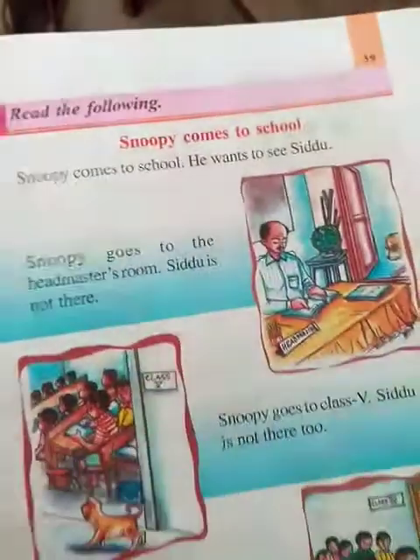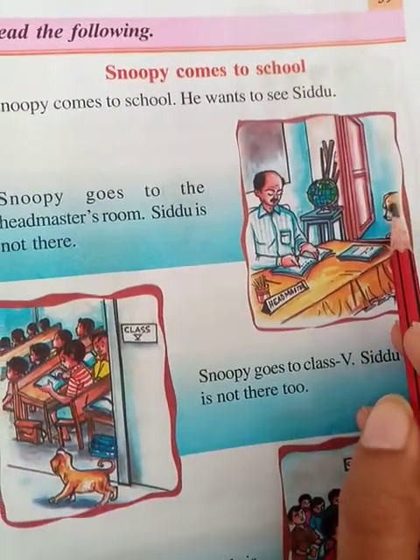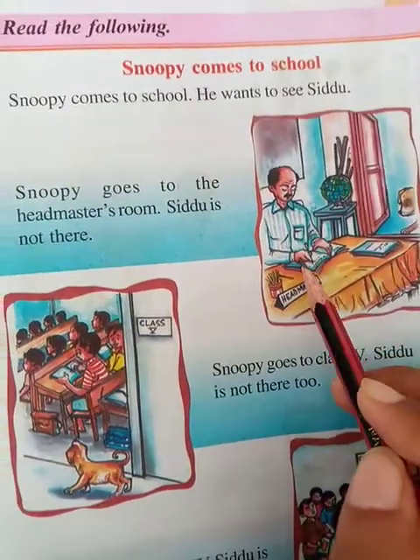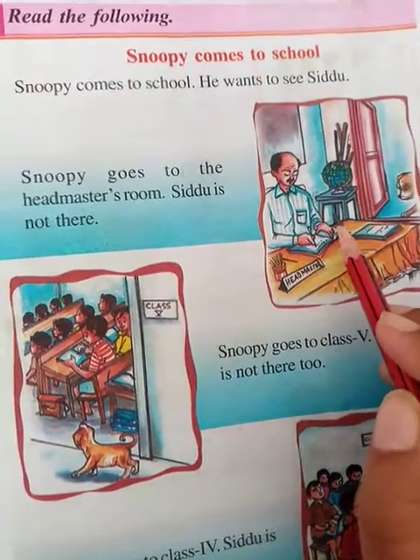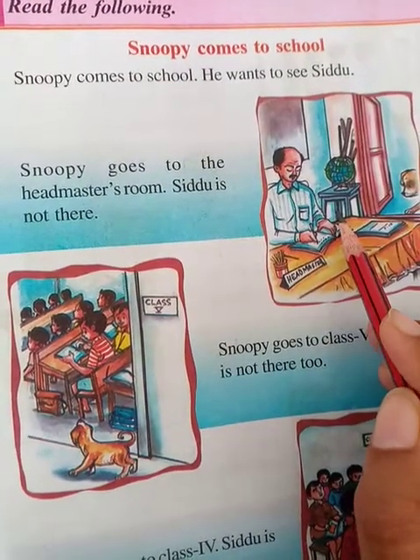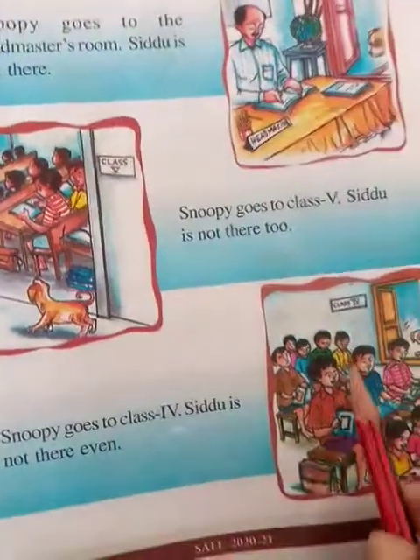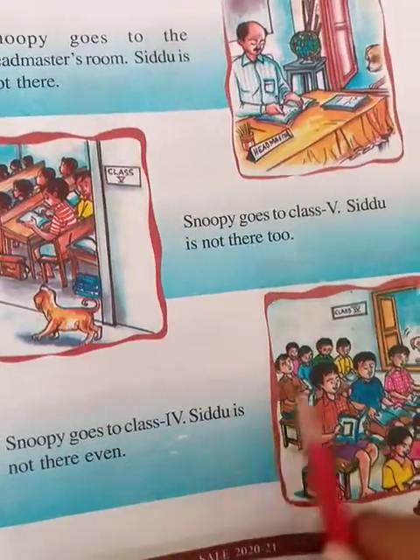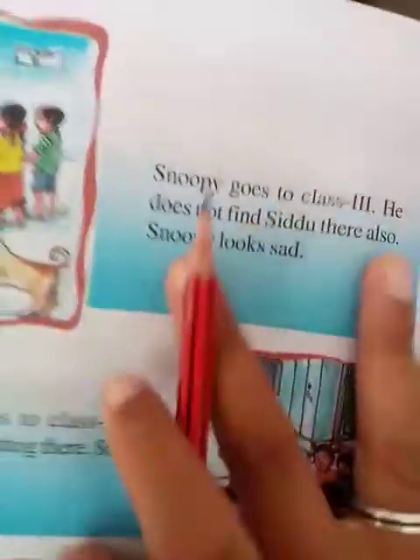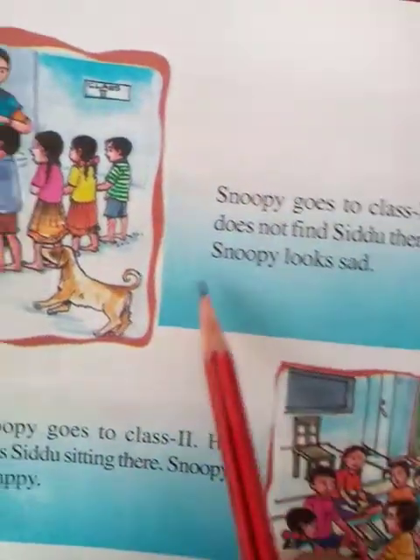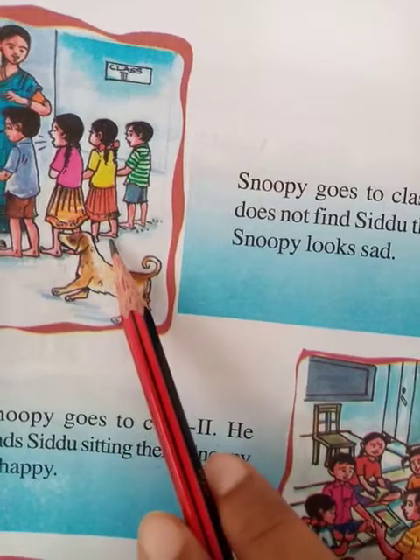Now puppy Snoopy goes to the headmaster's room. Then there he did not find Siddhu. Then Snoopy goes to 5th class. He isn't there. Then it goes to 4th class. Siddhu is not there even. Then it goes to 3rd class. Siddhu isn't there. So Snoopy looks so sad.